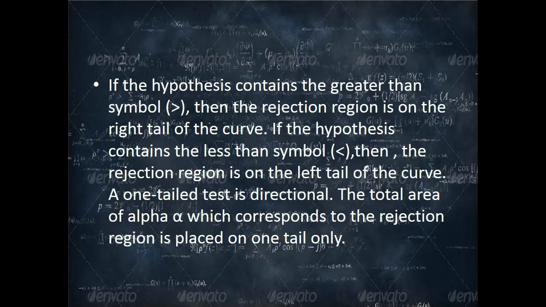It is either on the left or on the right tail of the curve depending on how the alternative hypothesis is stated. If the hypothesis contains the greater than symbol, then the rejection region is on the right tail of the curve. If the hypothesis contains the less than symbol, then the rejection region is on the left tail of the curve. A one-tailed test is directional. The total area of alpha, which corresponds to the rejection region, is placed on one tail only.